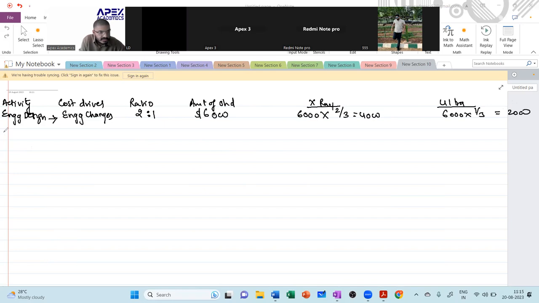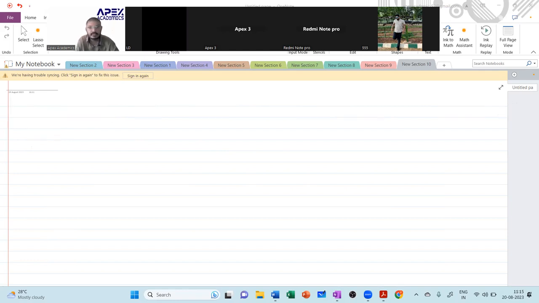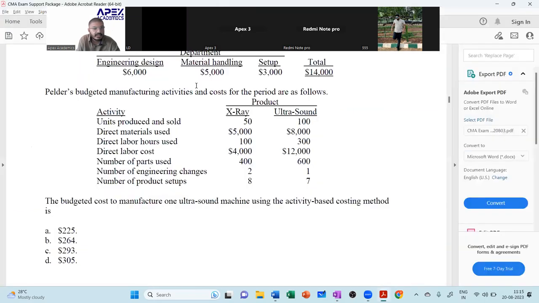Next up for us is material handling. Material handling can be based on either the number of parts used, the number of product setups, or engineering changes. These are the three options. But material handling obviously relates to the number of parts used. Why? Each time you're using more parts, the handling cost automatically goes up. So material handling is based on number of parts used. Are you with me on that? Yes, sir.